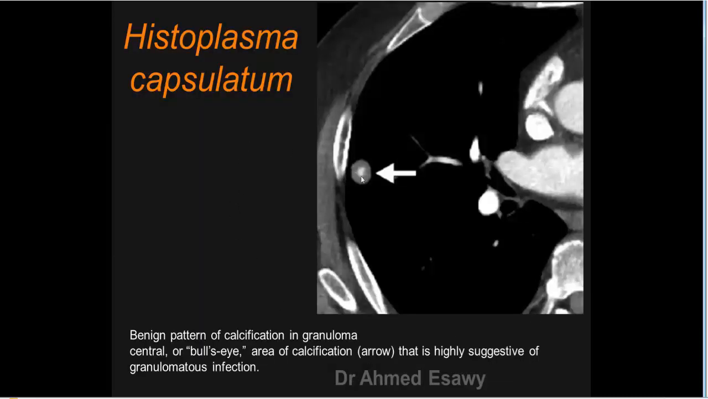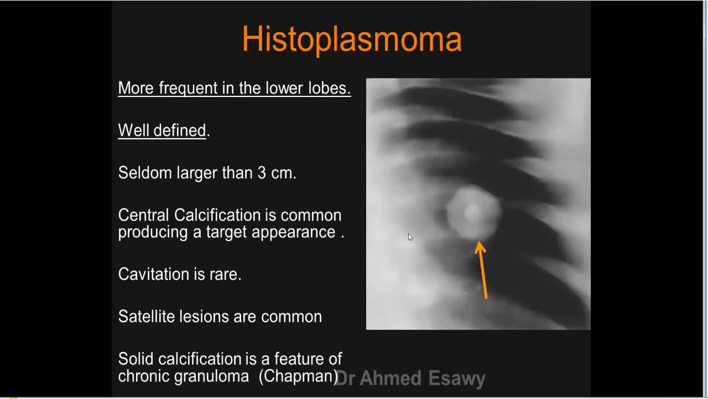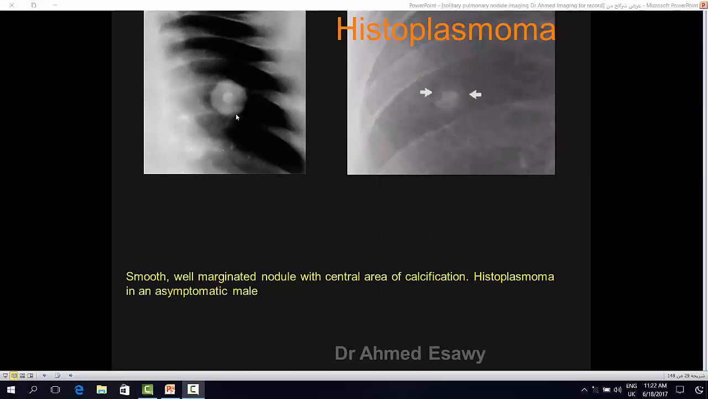Histoplasma capsulatum: a benign pattern of calcification in granuloma, with a central area of calcification, is highly suggestive of granulomatous infection. Histoplasma is more frequent in the lower lobe, well defined, seldom larger than 3 cm. Central calcification is common, producing a target appearance. Cavitation is rare, satellite lesions are common. Solid calcification is a feature of chronic granuloma. Histoplasmoma: a smooth, well-marginated nodule with a central area of calcification.